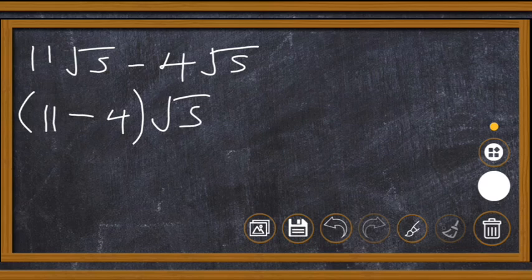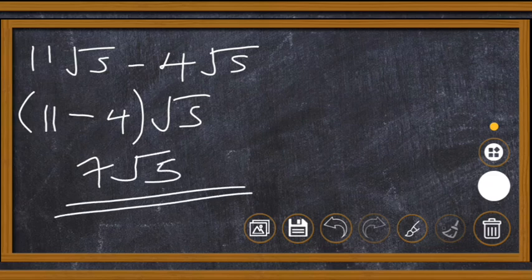So 11 minus 4, it's what? It's 7. So we have 7 root of 5. So this is the answer to the question. This is how we simplify when we have been given values using those same rules. If you have observed, all these have been answered using the same rules. So those rules are very, very important to know.